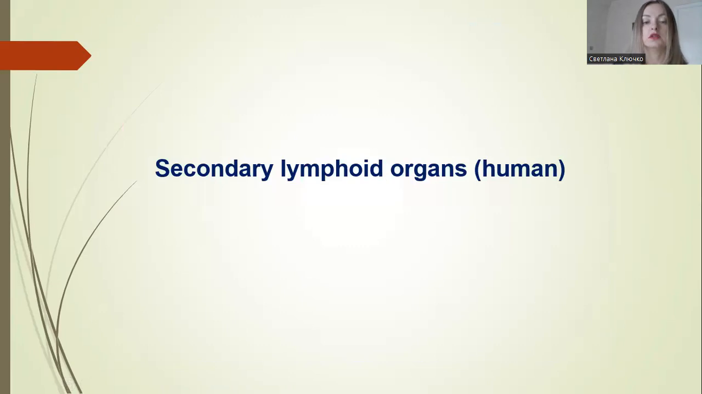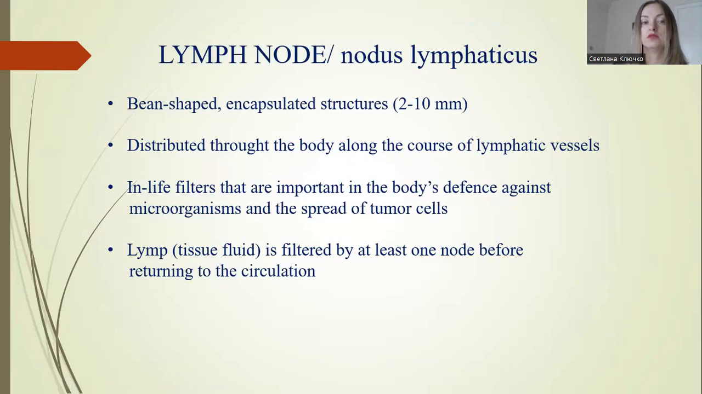Next part, secondary lymphoid organs. Firstly, we will characterize lymph node. Bean-shaped encapsulated structures distributed through the body along the course of lymphatic vessels. Living filters that are important in the body's defense against microorganisms and the spread of tumor cells. Lymph tissue fluid is filtered by at least one node before returning to the circulation.